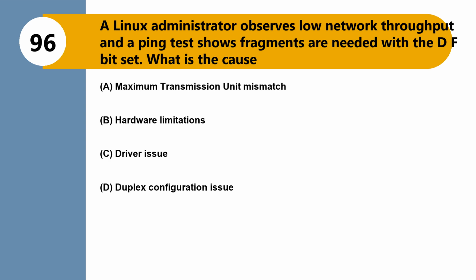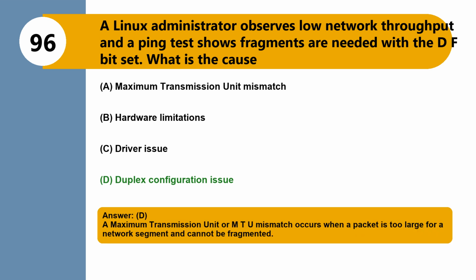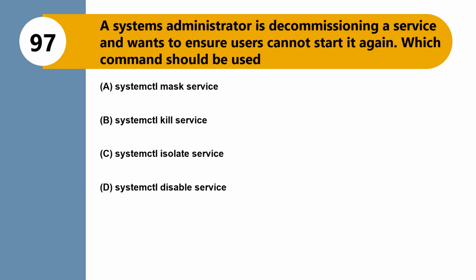Question 96. A Linux administrator observes low network throughput and a ping test shows fragments are needed with the DF bit set. What is the cause? Option A, maximum transmission unit mismatch. Option B, hardware limitations. Option C, driver issue. Option D, duplex configuration issue. The correct answer is option D, duplex configuration issue. A maximum transmission unit or MTU mismatch occurs when a packet is too large for a network segment and cannot be fragmented.